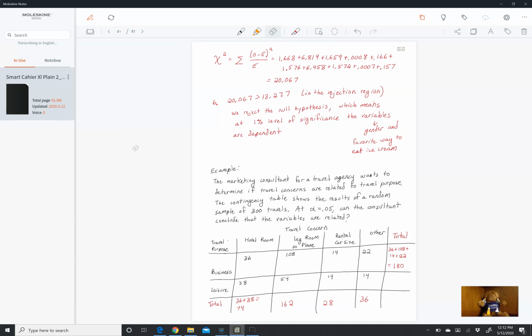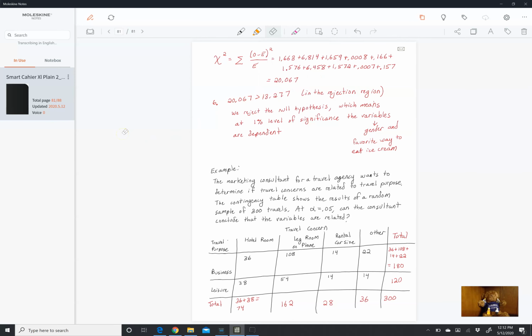So there are 180 people in the sample whose travel purpose was business. Okay. Here, we add together all of the numbers and we get 120. 120 people went away for the purpose of leisure. And we know if you add them all up, you should get 300. And you do. If you add up 180 and 120, you get 300. 74 plus 162 plus 28 plus 36 is 300. Okay, now we have to do our expected frequencies.